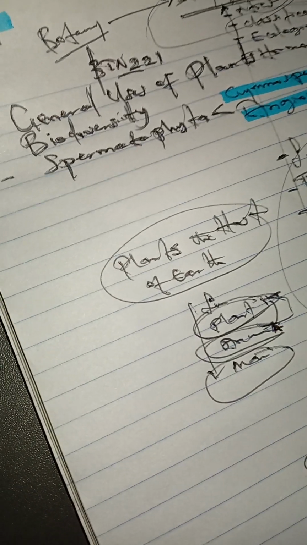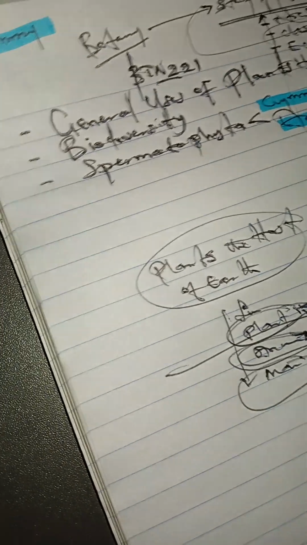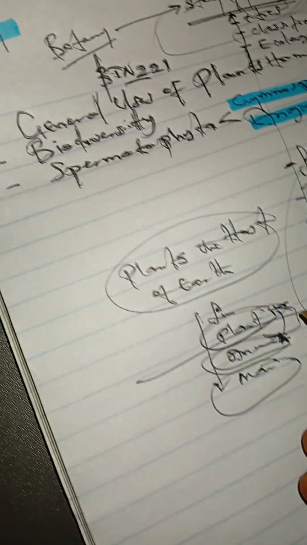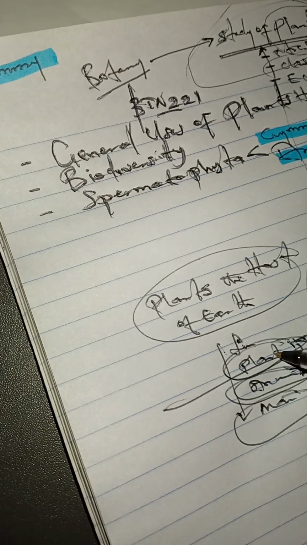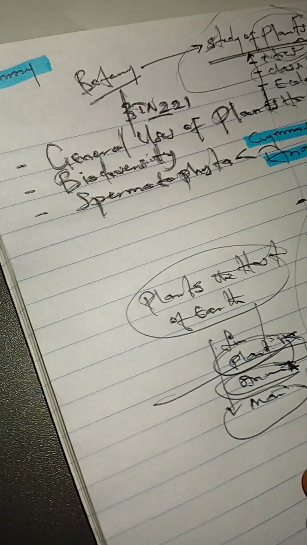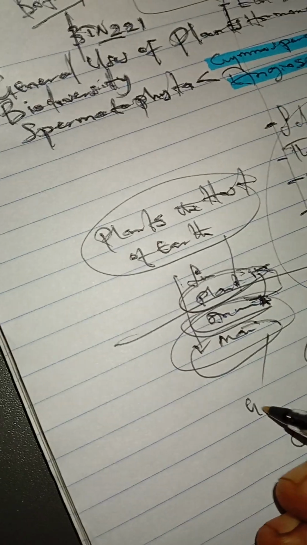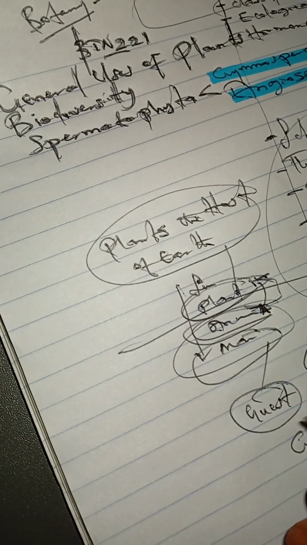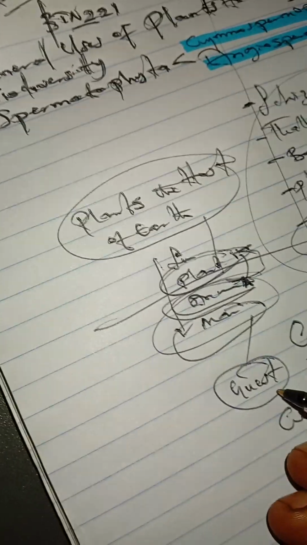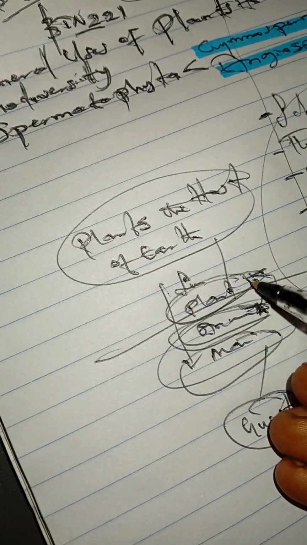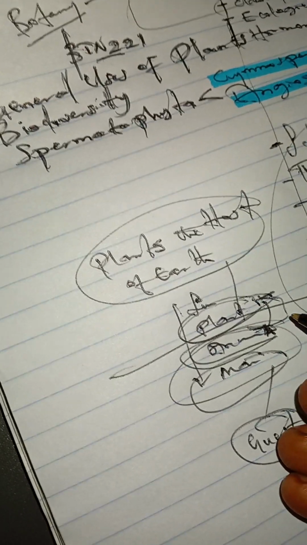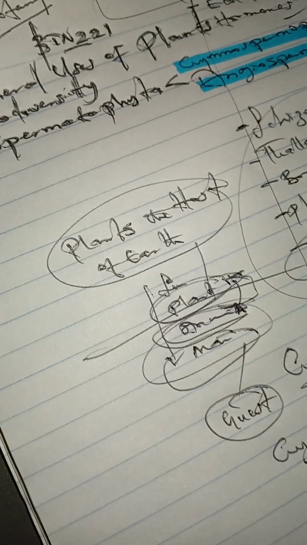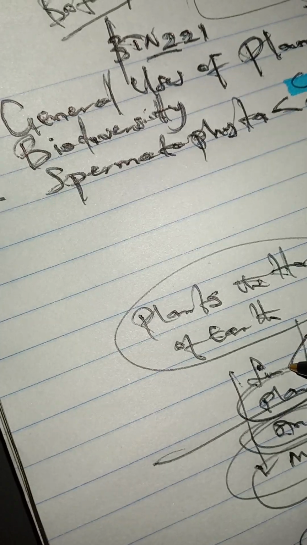Based on longevity, we can say plants here are the host of earth, while every other species can be called guests, which includes man. So every other species can be called guests, but plants can be called hosts. They were literally the first species that came into existence, and in abundance, right?